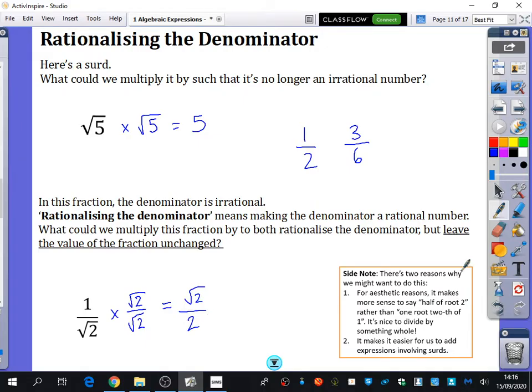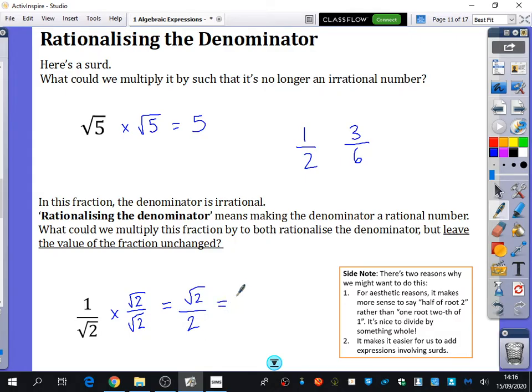So why would we want to do this? Because this just feels like something completely random we've decided to do. Well, one of the reasons is for aesthetic reasons. Aesthetic means how the thing looks. It makes more sense to say a half of root 2 rather than saying 1 over root 2. It's much nicer generally to divide by something that is an integer, because I'm now saying this is the square root of 2 shared between two people.